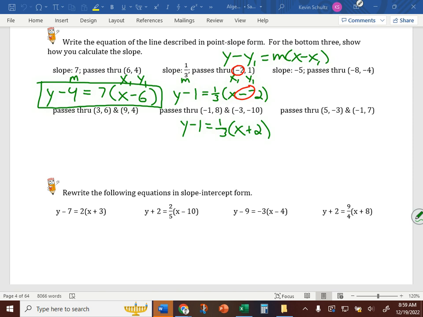Okay, so for the next one, where both x1 and y1 are negative, what operation will be in our formula when we plug in y1 and x1, Cole?